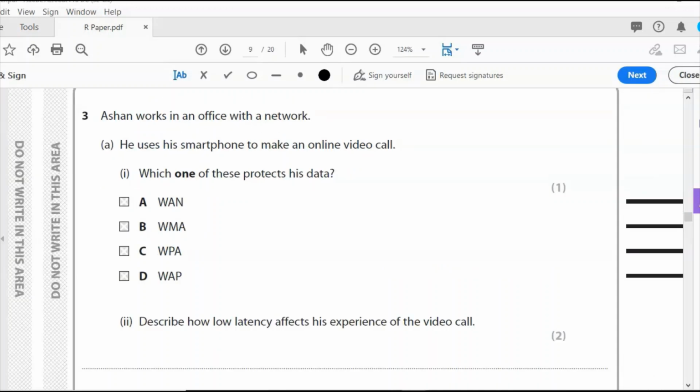Question 3. Ashan works in an office with a network. He uses a smartphone to make an online video call. Which one of these protects his data? Is it WAN, WMA, WPA or WAP? It is WPA. And WPA stands for Wi-Fi Protected Access.